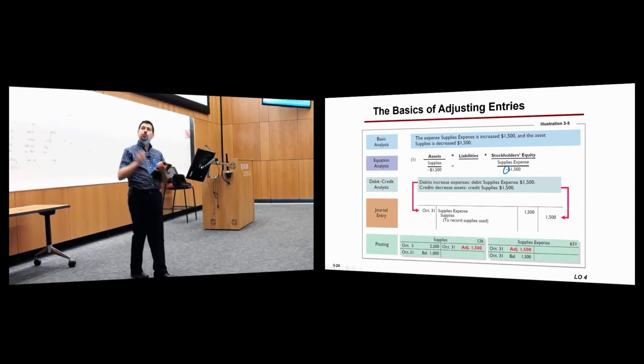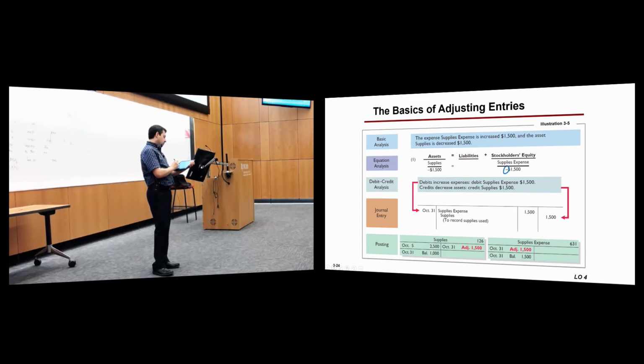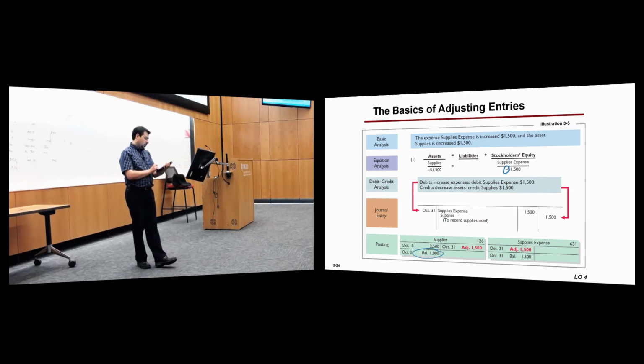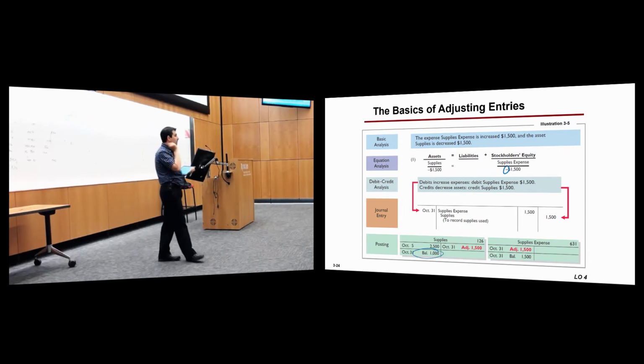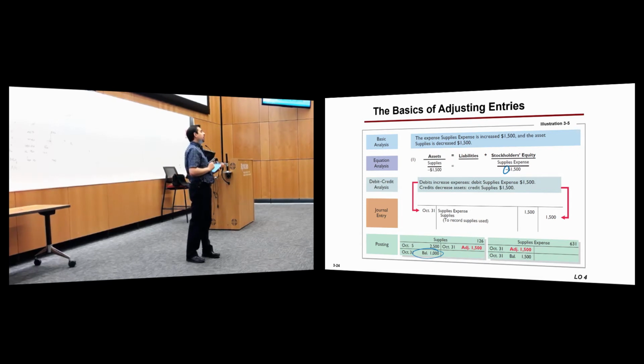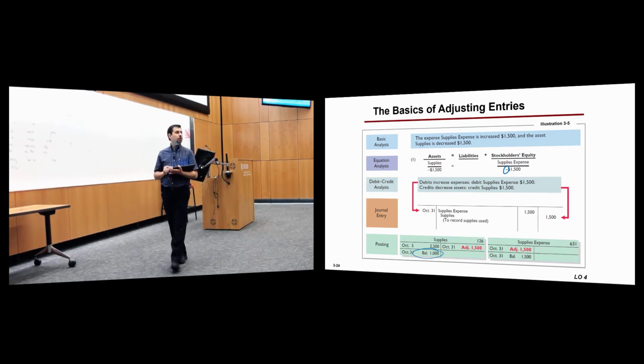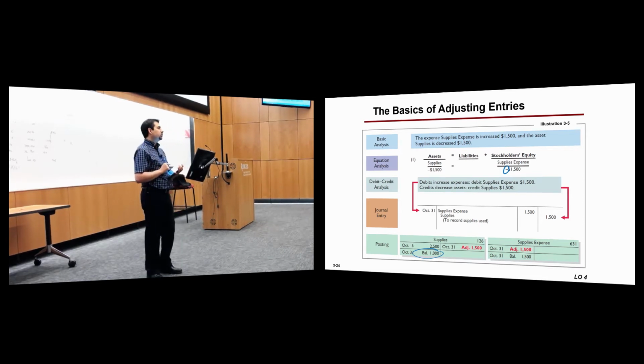And then we post it. Now the new balance for supplies is $1,000. This is the actual one. This is the one that will show up on the adjusted trial balance, and this is the number that will be used later on if there are no correcting entries, etc. This is the one that will show up on the balance sheet. This is the number that will be used for financial statements preparation.